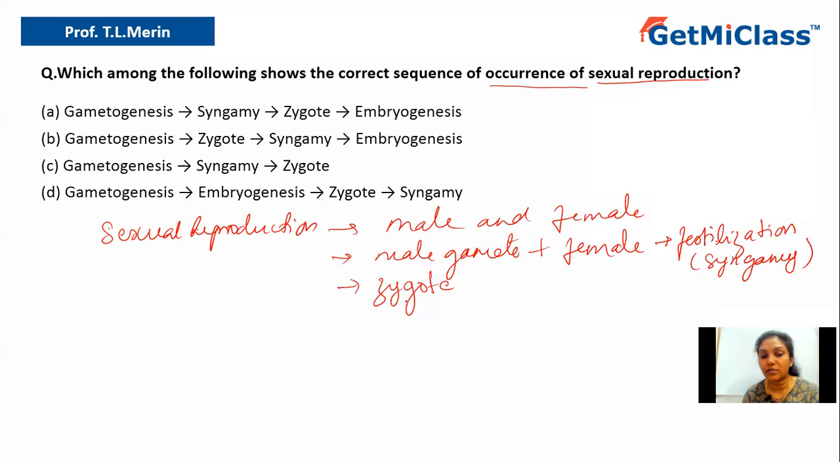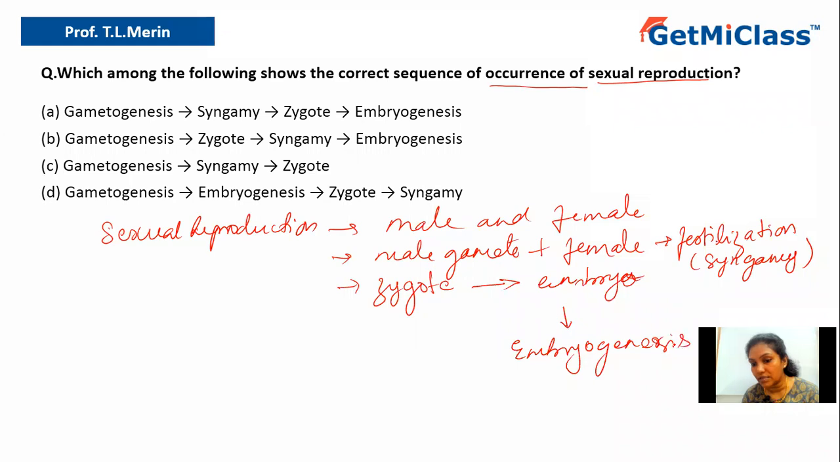So after fertilization, what is formed? Zygote is formed. Now, after zygote, what should happen? This zygote will undergo many divisions, that is mitotic division, to form an embryo. Now, formation of embryo is called as embryogenesis. Embryo is nothing but the embryo which has formed, and genesis is nothing but the formation. Now let us try to understand the options.